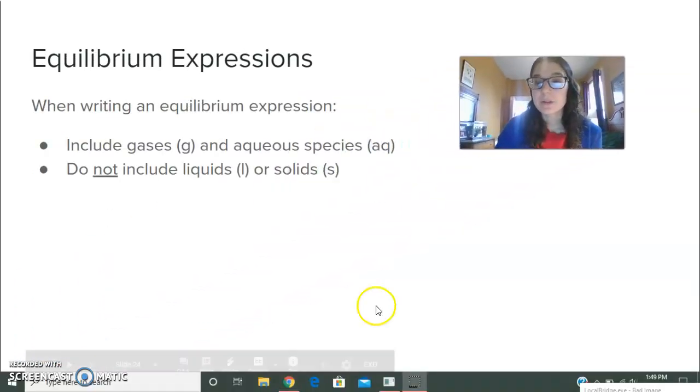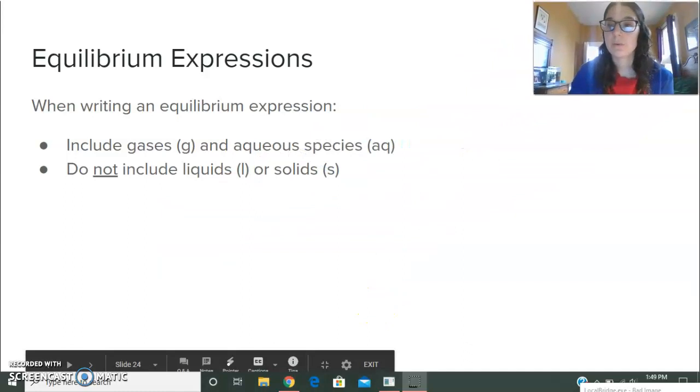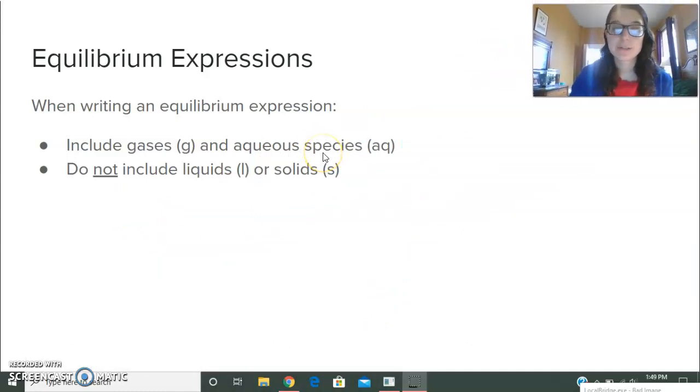So, tips for writing equilibrium expressions: we always include gases and aqueous species, but never include liquids or solids. It's kind of like the rules we remembered when doing net ionic equations. We don't break up solids, liquids, or gases. We only broke up aqueous solutions. Here we include gases and aqueous solutions, but we don't include liquids or solids because their density doesn't actually change. We're changing the number of moles, but we also change the volume, so the concentration doesn't change for that reason.